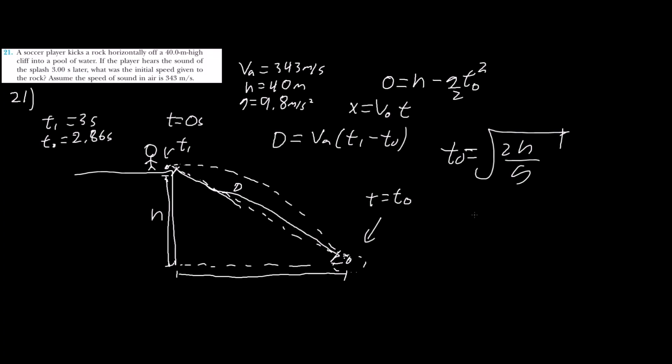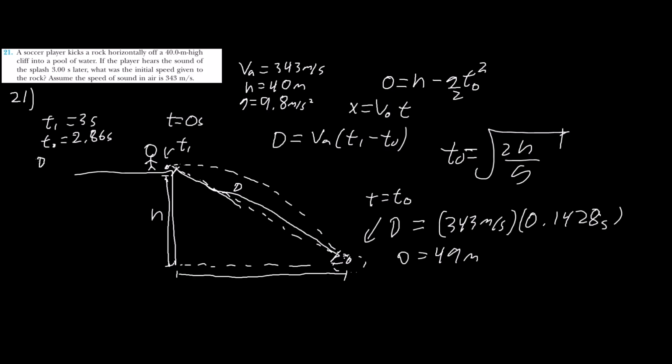So 3 seconds minus that would be the time interval, 0.1428 seconds or so, and 343 meters per second multiplied by that would be the distance d. So once you put this in, the distance d is going to be 49 meters apparently.